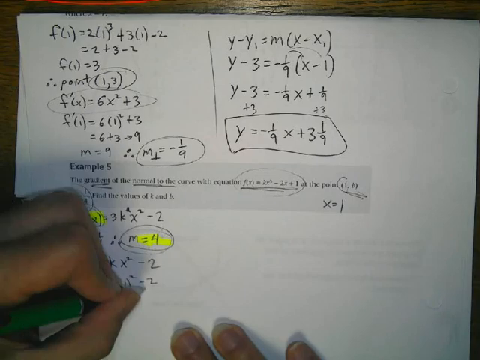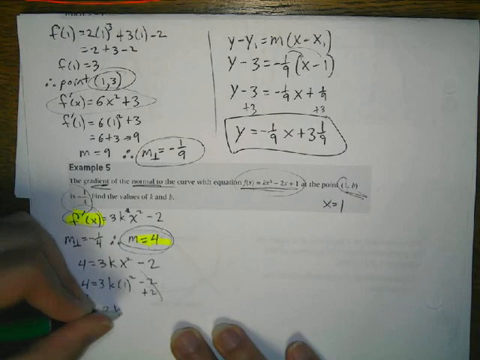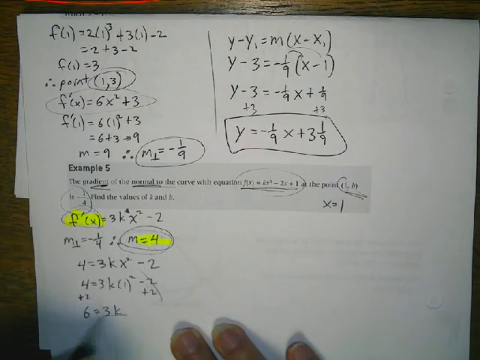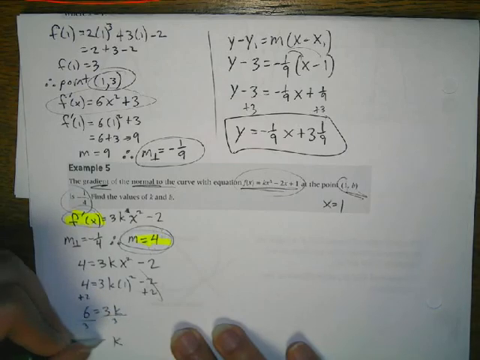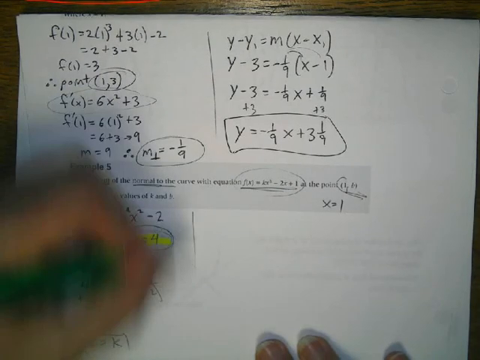Let's add 2 on both sides, and then I've got 6 equals 3k. I can divide both sides by 3, and then I get k equals 2. Now I can go back to my original function.